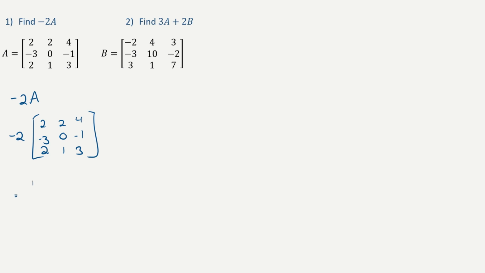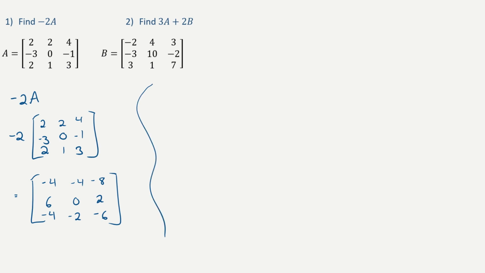Okay, so I just multiply all of these by negative 2, giving me negative 4, negative 8, 6, 0. Negative 2 times negative 1 is positive 2. Negative 4, negative 2 times 1 is negative 2. And lastly, negative 6. And there's my resulting matrix. Okay, let's try example 2.